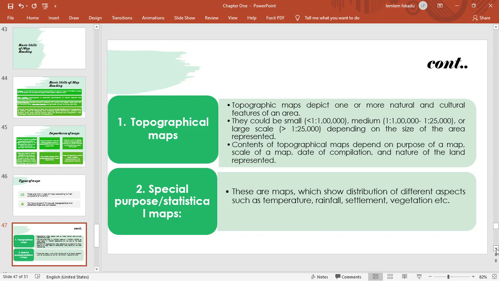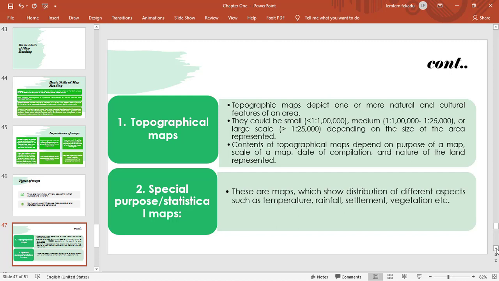When we see the contents of a topographical map, the contents depend on the purpose of a map. So the specific purpose of a map is one of the factors for the contents of the topographic map. And also the scale of a map, the date of completion, and nature of the land represented are also factors that determine the contents of a topographical map.